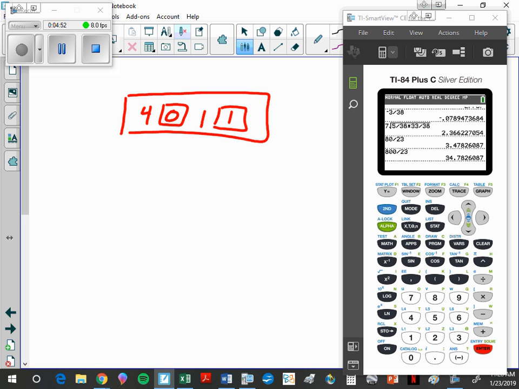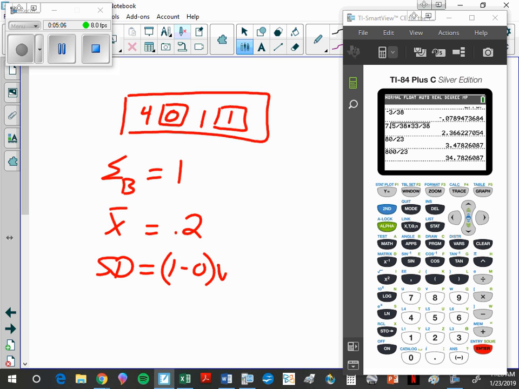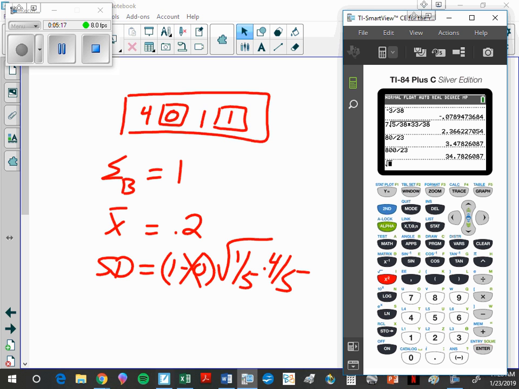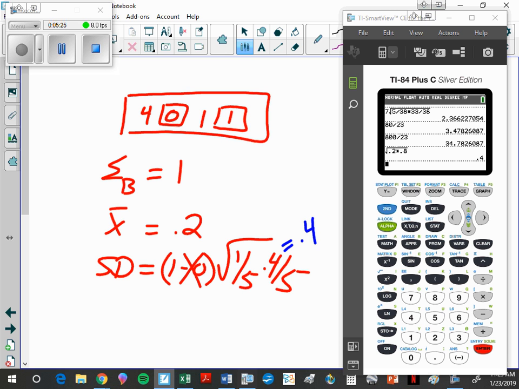So the sum of the box is 1. The average of the box is 0.2. The SD of the box is simply 1 minus 0 times the square root of 1/5 times 4/5. And we don't need to subtract 0 or times by 1. So it's simply the square root of 0.2 times 0.8. I get 0.4. So on average, the tickets in the box are 0.4 units away from the average of 0.2.